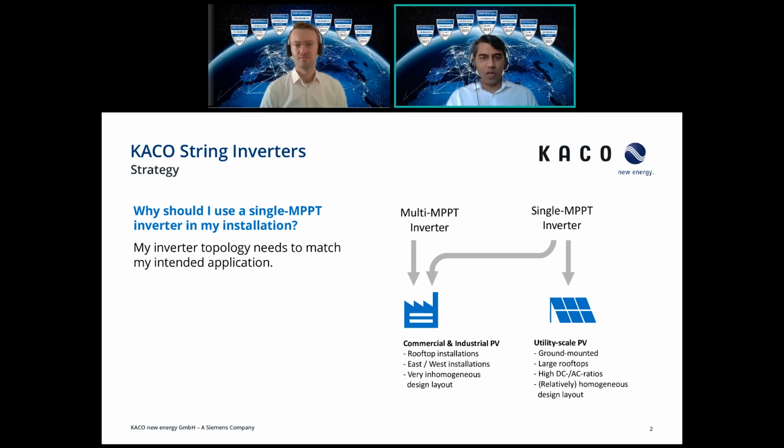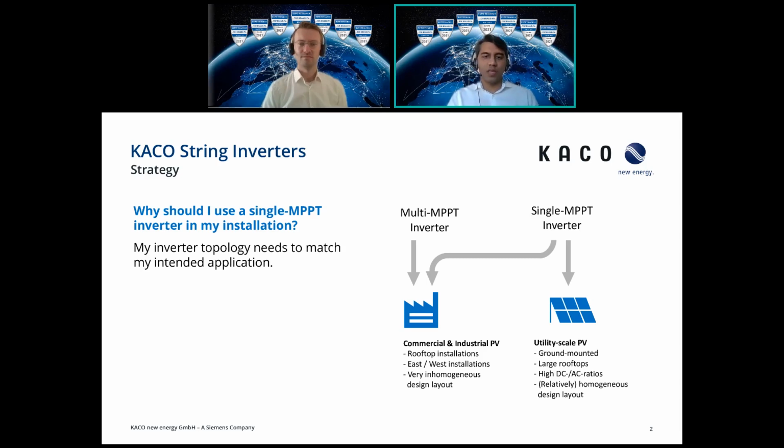A small guideline from us: a single MPPT inverter is more beneficial, as per the study and as per our experience, on homogeneous plants, which are large-scale utility plants. All the modules are facing the same direction. You have normally high DC to AC ratios, same type of module, same string length, and it's mostly homogeneous. There are no trees in between, no near shading. That also applies to industrial rooftops or commercial rooftops, which we see nowadays on big warehouses or big factories.